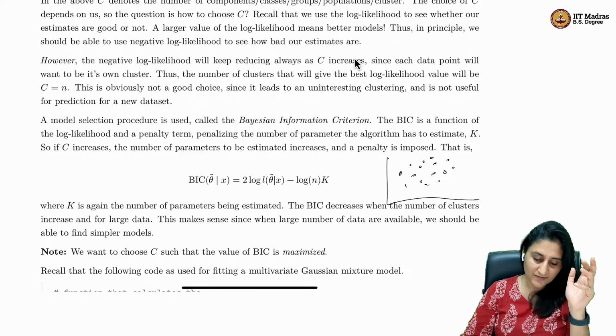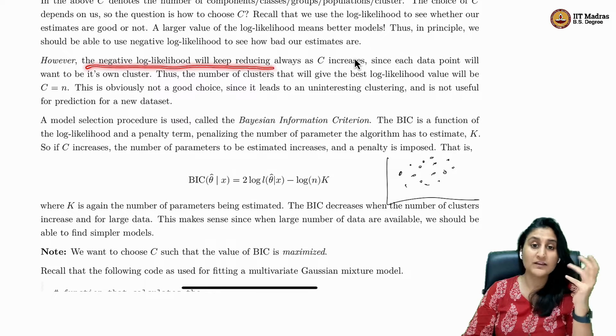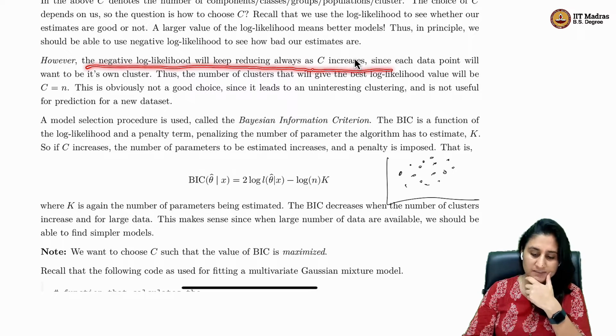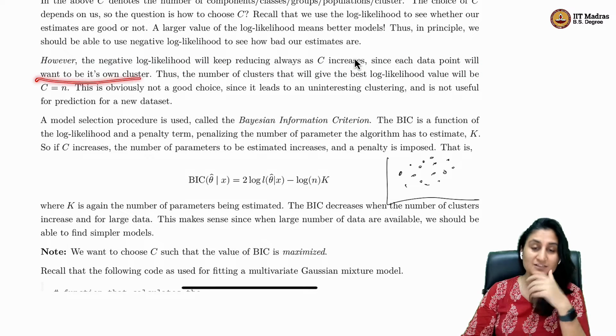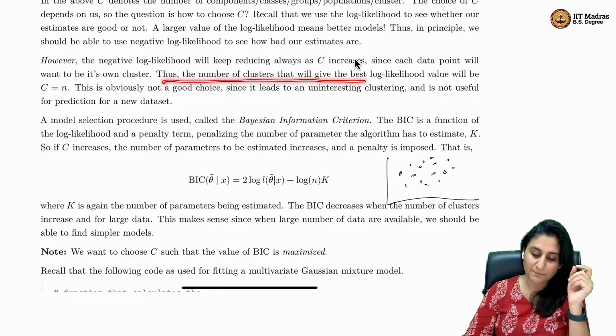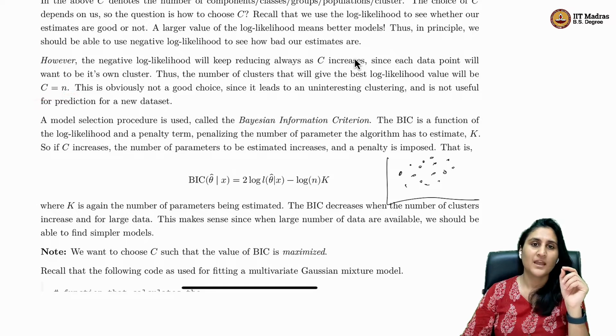So as C increases, the negative log likelihood will generally keep on reducing since each data point will want to be in its own cluster. Thus, the number of clusters that will give the best log likelihood value will be C equals N. And this is obviously not going to be a good choice for us.